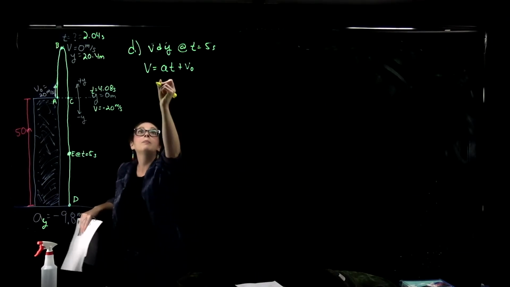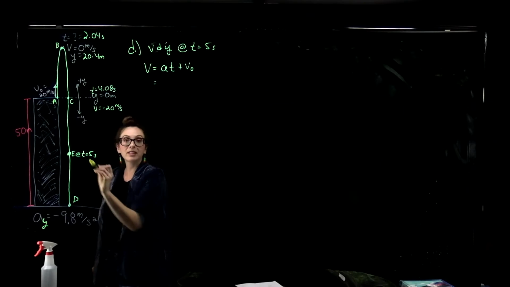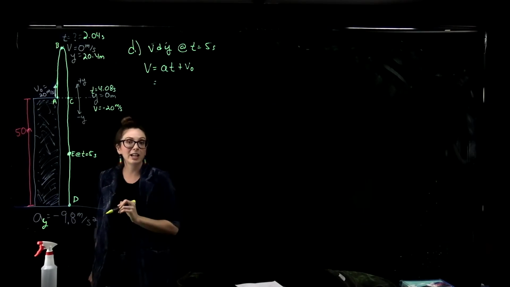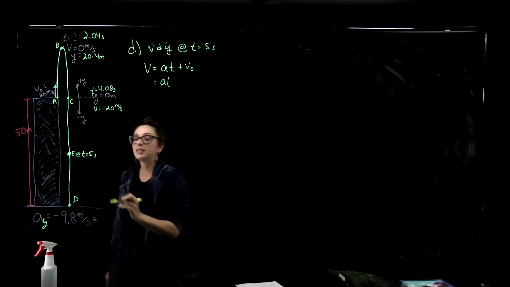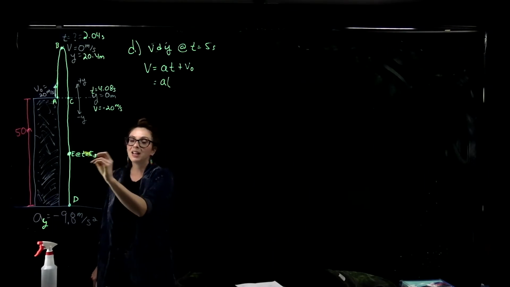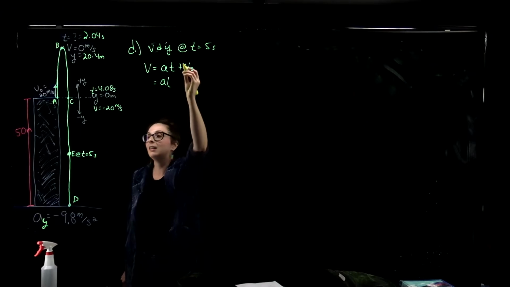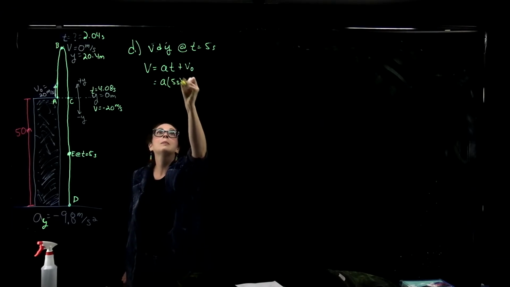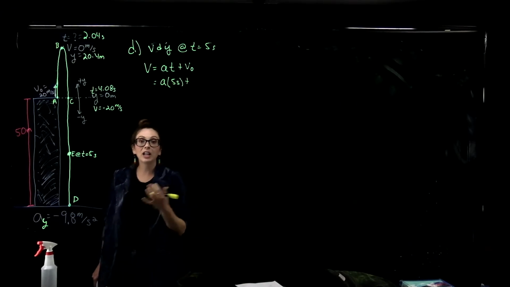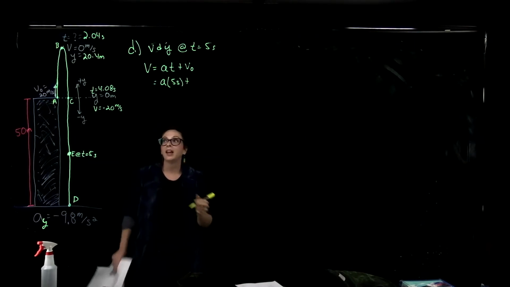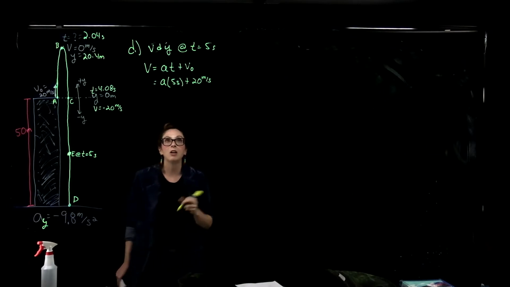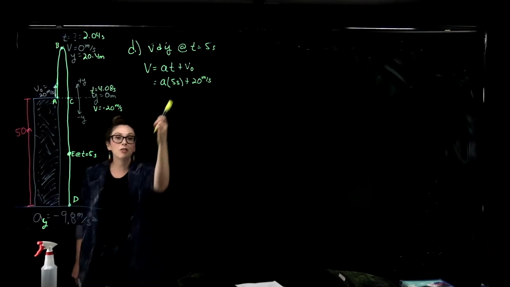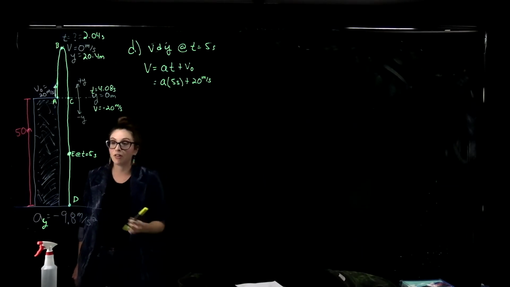And so then our velocity at point E here would be equal to our acceleration due to gravity, minus 9.8 meters per second squared, times our time at point E, and that would be 5 seconds, and then plus our initial velocity at point A. And so that would be your 20 meters per second, okay? I'm not going to solve that fully here, but if you solve this, you should get a negative velocity if you're going to get to that point there, okay?